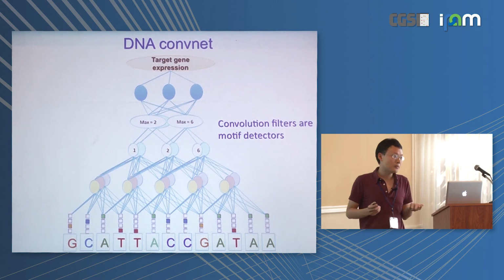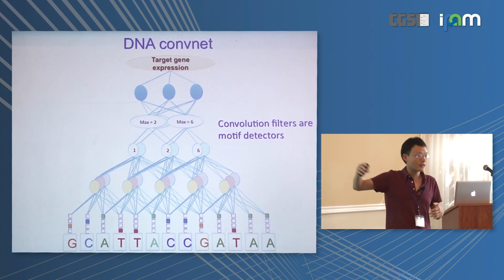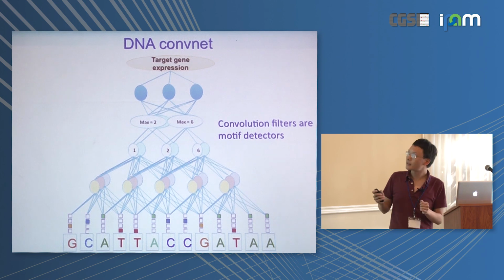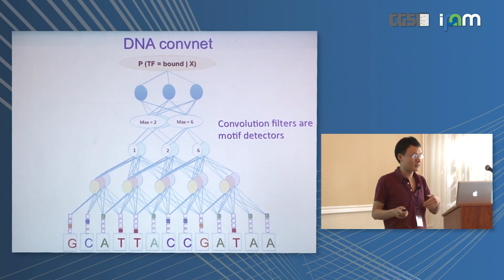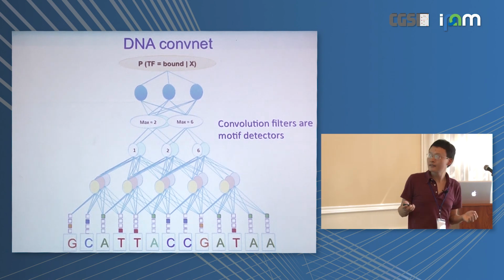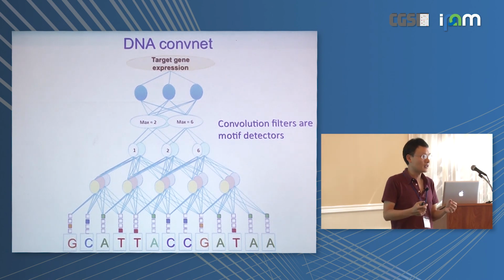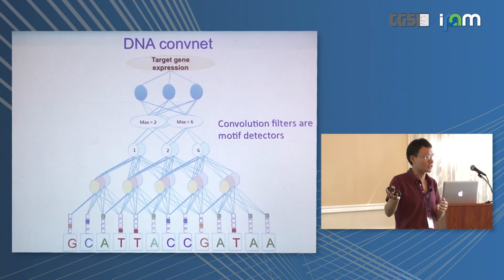Okay, so the output. Once we have this set up, you can go to town with this. The output doesn't have to be just predicting whether it's bound by a protein or not. You might also want to predict the expression of some target genes or nearby genes.